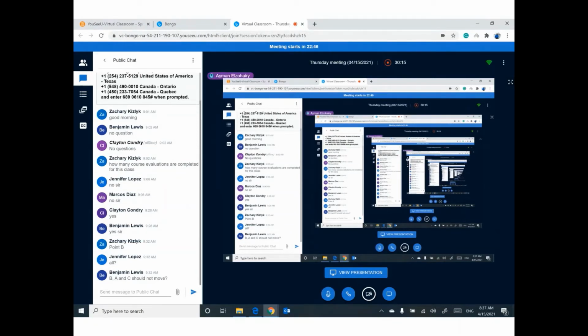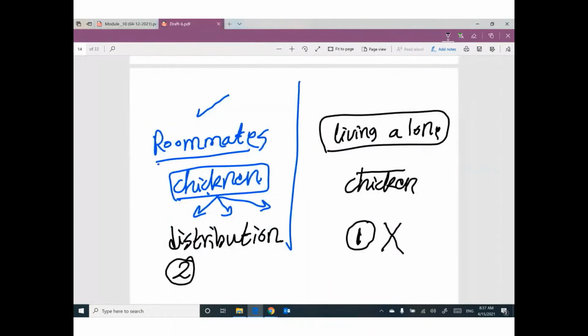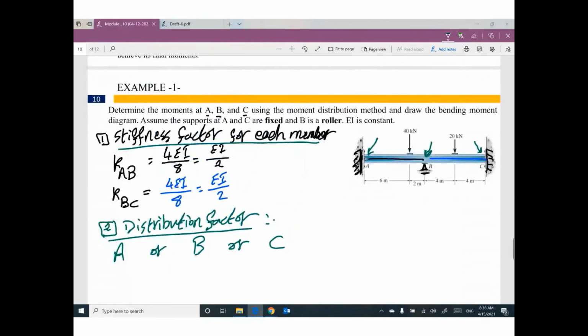Okay. The correct answer, like Zach said, point B. Guys, if you are living alone in your apartment, it doesn't make sense to make distribution because you are alone. But if you are 2 or 3 or 4 students or persons, we can make distribution. Okay? Anybody can tell me at point A, how many members do you have connected at point A or joint A or support A? How many members? Only one.